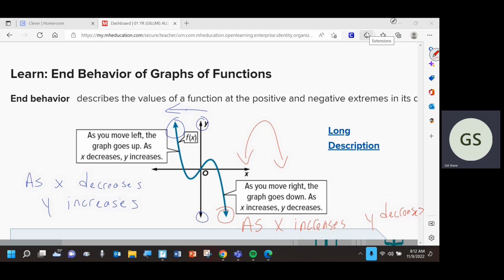This one would be the opposite. And again, they don't have to be curved. It could be like that. The endpoints on those are always going up. Doesn't matter if I'm increasing.